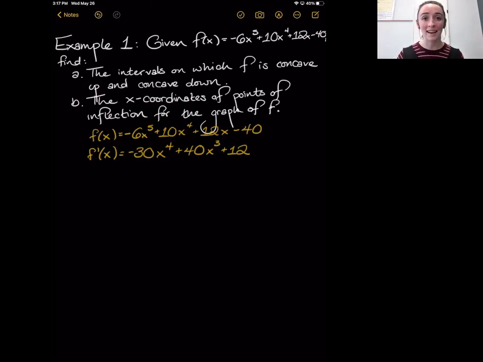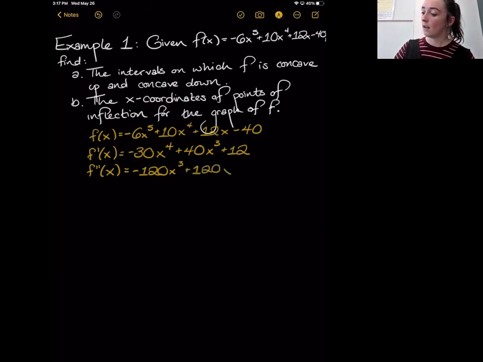Now we need to find our second derivative, f double prime, which again is just going to be power rule. f double prime of x is equal to negative 120, right? 4 times negative 30 is negative 120, x cubed. 3 times 40 is positive 120, x squared. And then the derivative of 12 is 0, so we just leave it off.